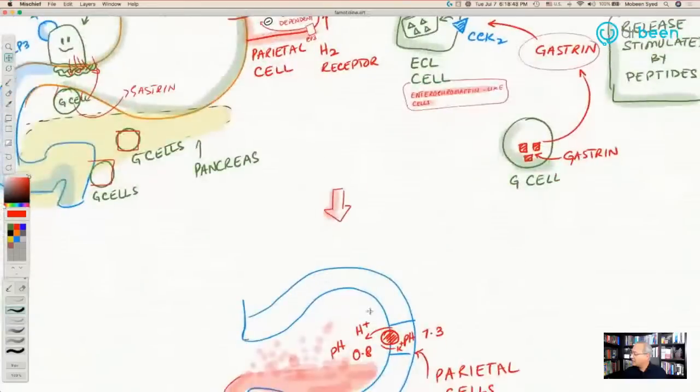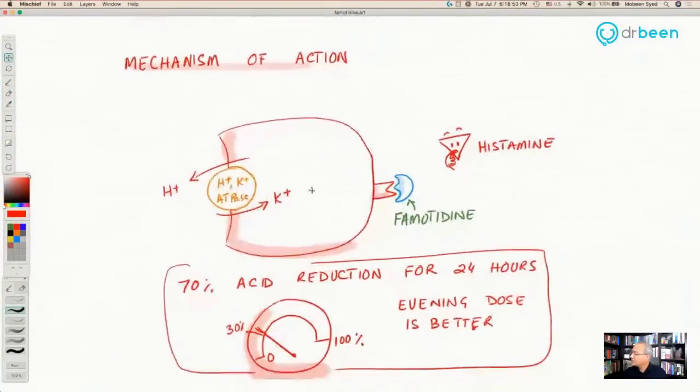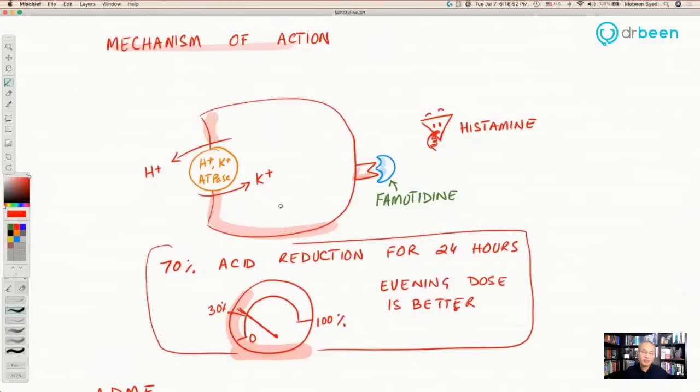Okay, so I think that this is clear. Now let's look at the mechanism of action of famotidine. Famotidine, in turn, so if you see here, this blue thing is famotidine. This is a receptor blocker for H2 receptors on the stomach. So what happens is when we take famotidine by mouth, or it can be given by IV as well, famotidine gets absorbed, then it goes and blocks the H2 receptors.